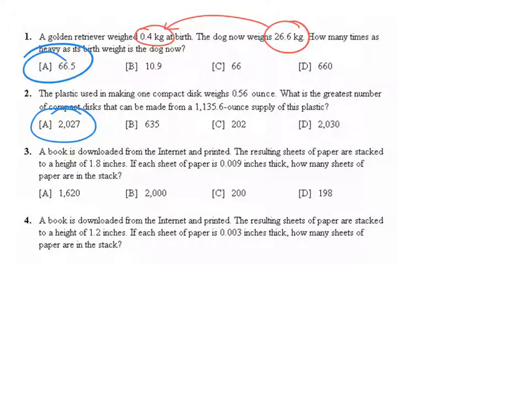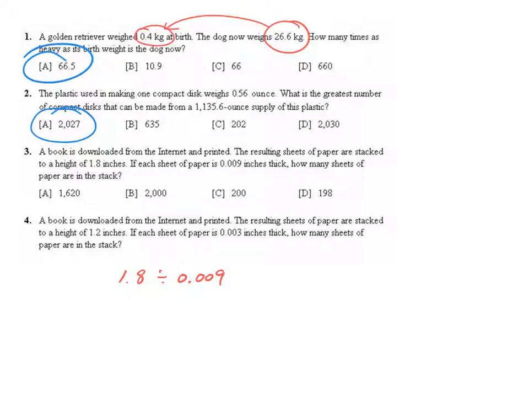Question 3 says a book is downloaded from the internet and printed. The resulting sheets of paper are stacked to a height of 1 8/10 inches. If each sheet of paper is 9/1000 inches thick, how many sheets of paper are in the stack? We're going to take our full stack and divide it by groups of 9/1000 and find out how many of those 9/1000 I can make from that 1.8 inches.